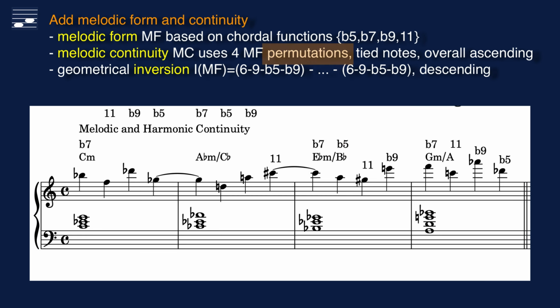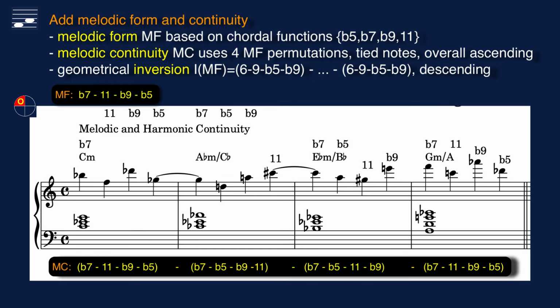Through melodic form pitch order permutation, we derive 4 statements, thus creating a melodic continuity. The permutations were chosen such that they generate tight note connections as the harmony changes. Also, I aimed for an overall ascending melody shape.